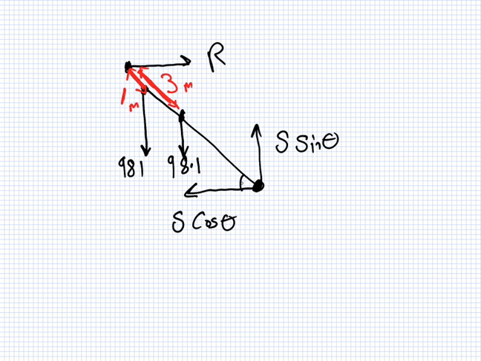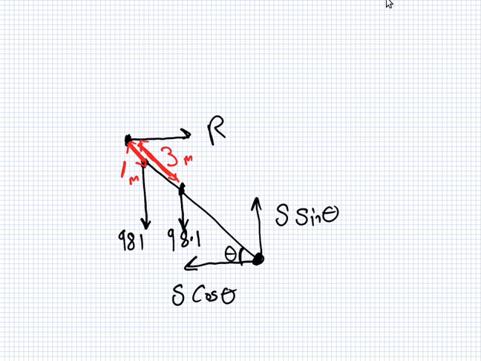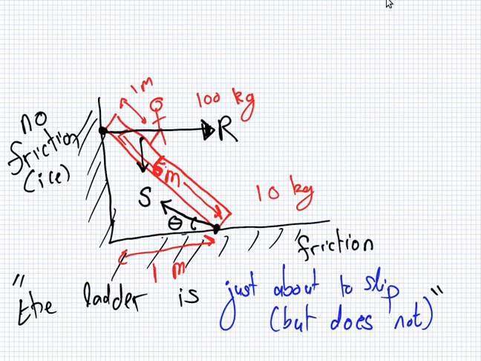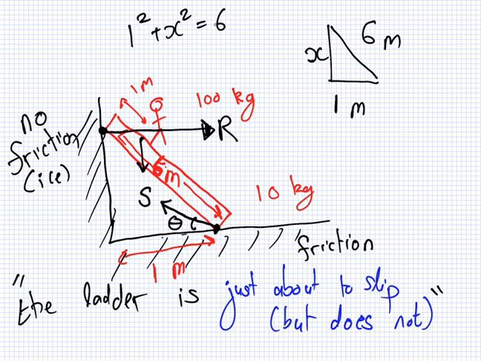Now, we can actually know the theta here, because if I go back to my picture up the top, look here, this triangle, this is 6 meters, and how big is this? 1 meter. We can use Pythagoras to get this piece here. We'll call it x. Pythagoras: 1 squared plus x squared equals 6 squared.